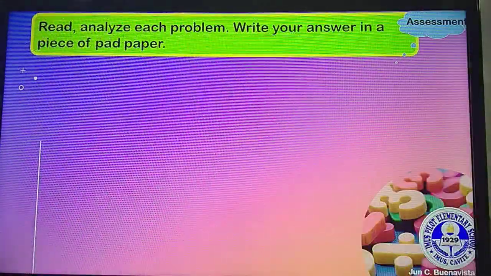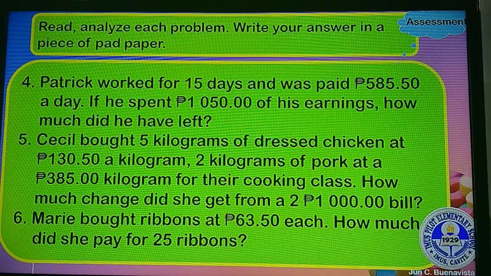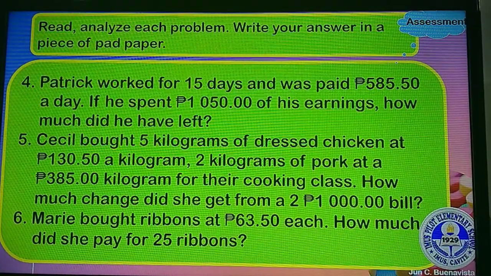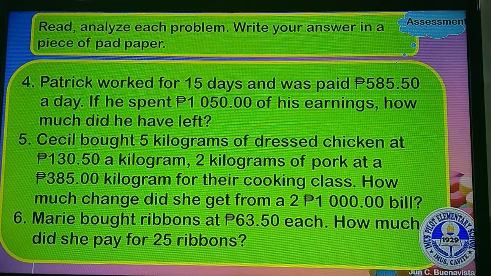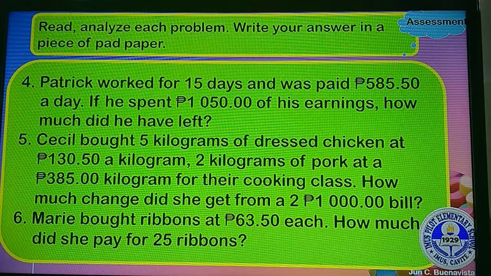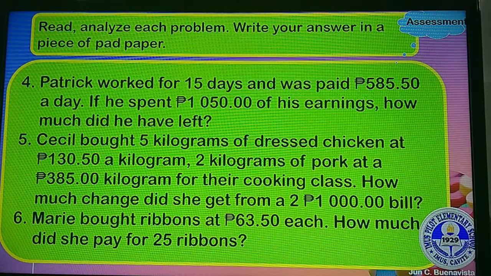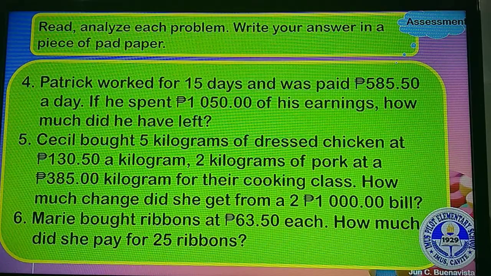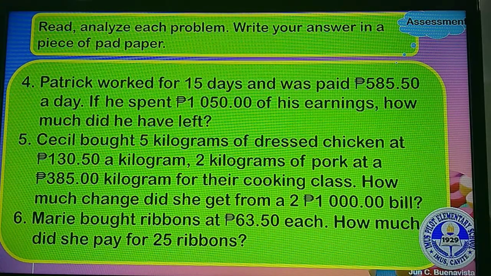Okay, for number 4. Patrick worked for 15 days and was paid 585 pesos and 50 centavos a day. If he spent 1,050 pesos of his earnings, how much did he have left? Ayan. So you have the word left, then you have the word 15 days a day. So, in other words, that problem is called a non-routine problem because it involves 2 operations.